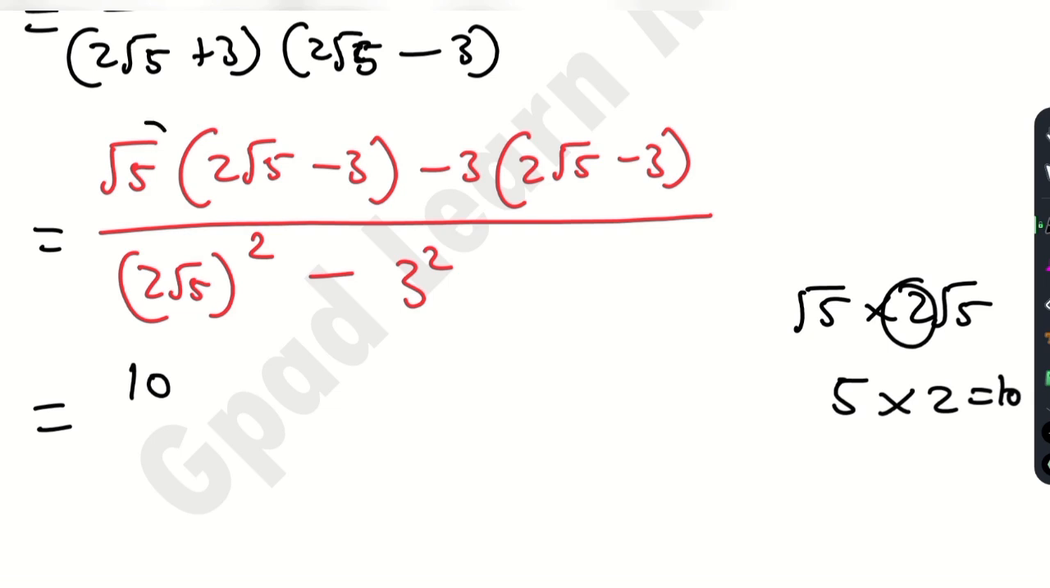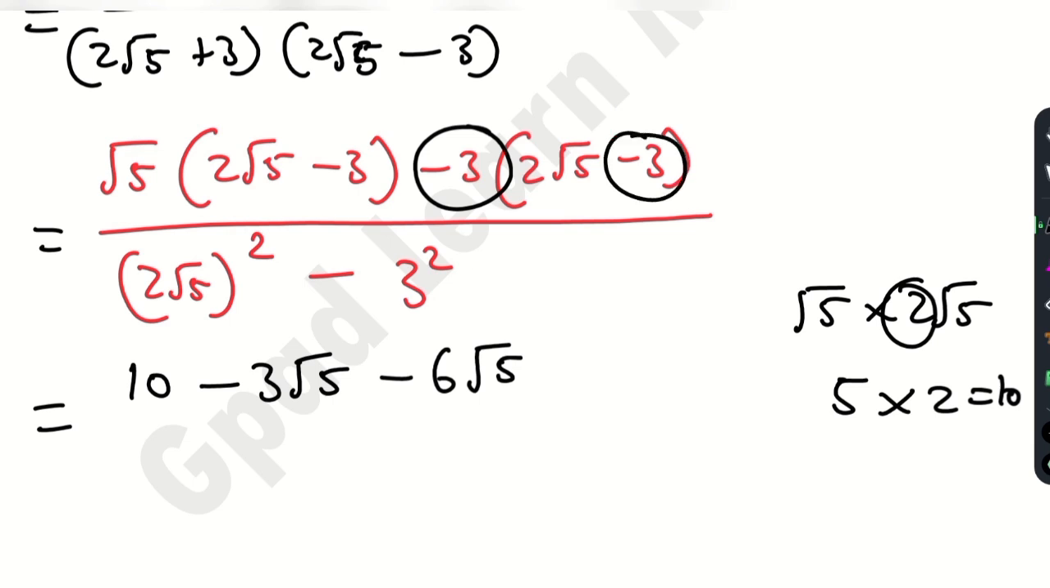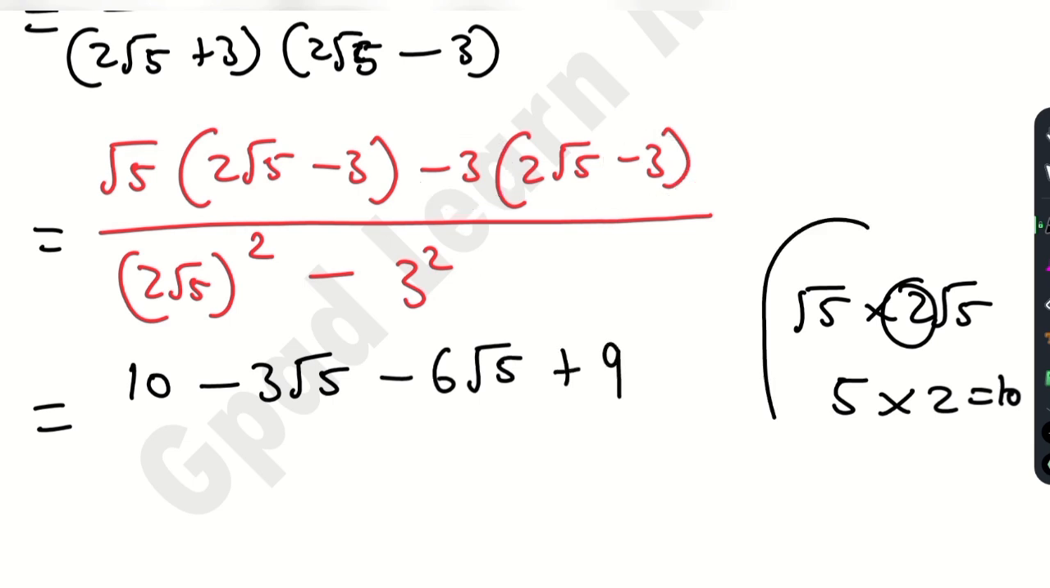Then surd 5 times 3 is negative 3 surd 5. What about this one now? Negative 3 times 2 surd 5. You multiply the whole numbers, 3 and 2. That will give you 6. So that's negative 6 surd 5. Then what about negative 3 times negative 3? That would be plus 9. Okay. So all divided by what?